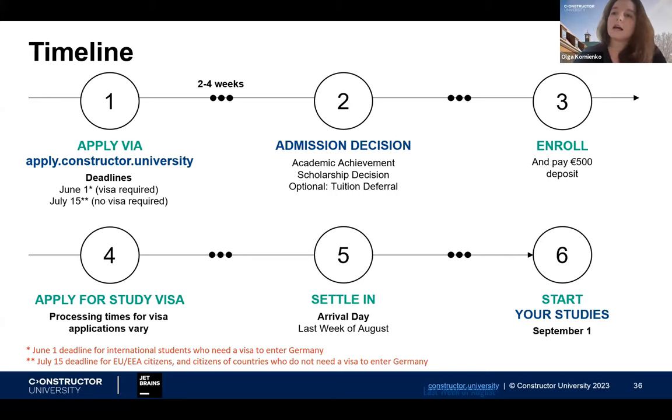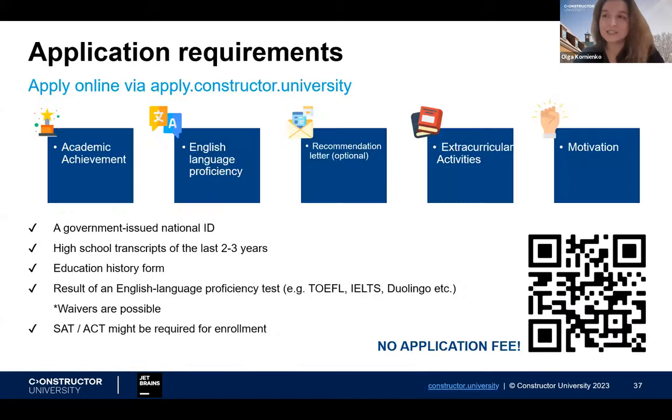As soon as you receive the admission decision, you also need to start working on your visa process in case it's needed. And at the end of August, you come to campus and start your studies. This is the last, sixth step, and we are looking forward to seeing you on campus. So let me tell a little bit more about the first step and how to apply, because this is our call to action to you.